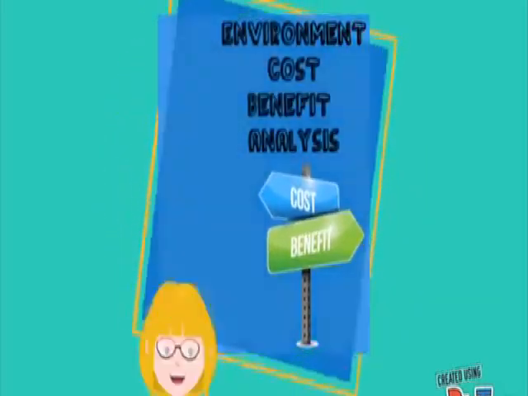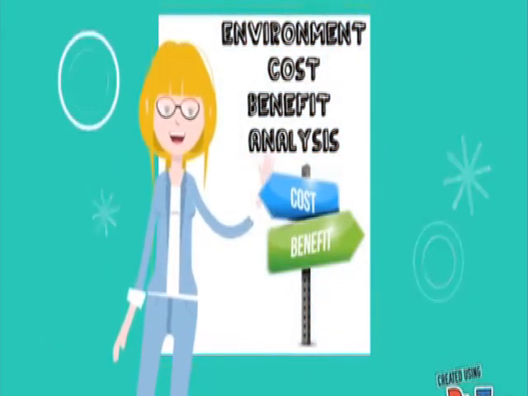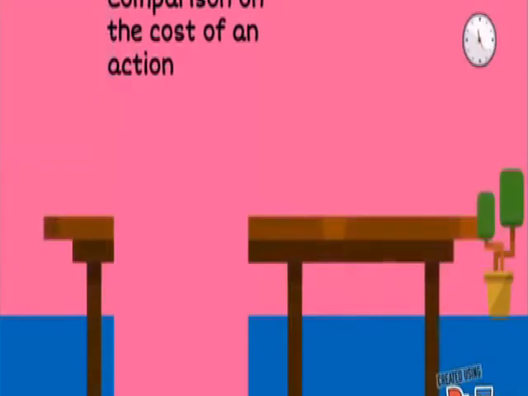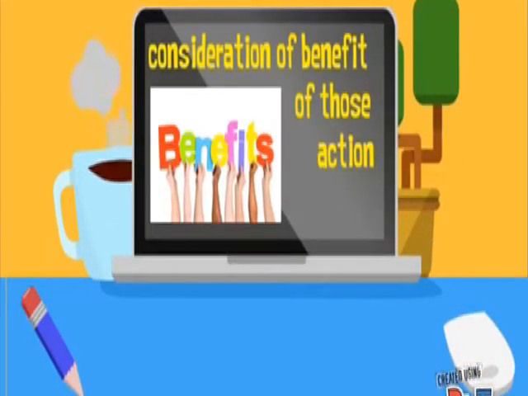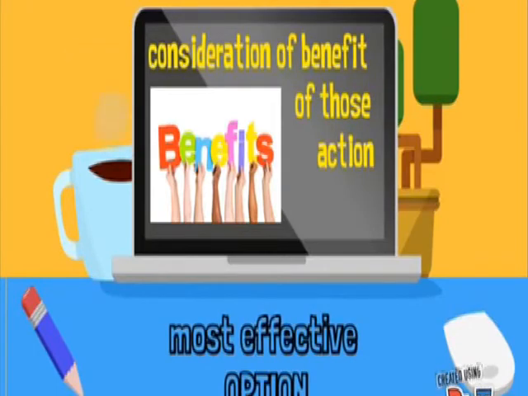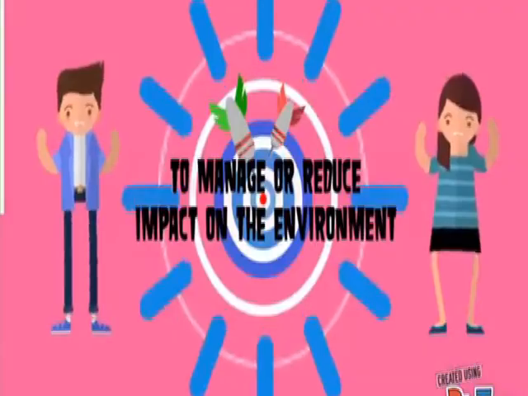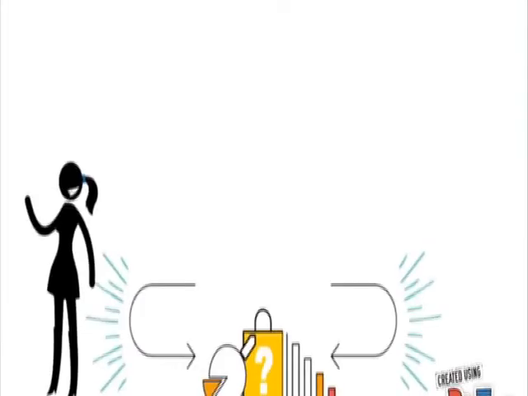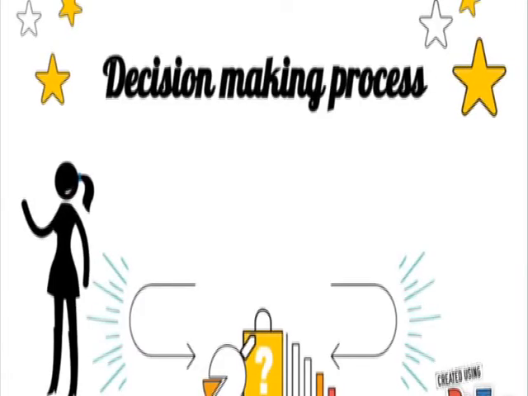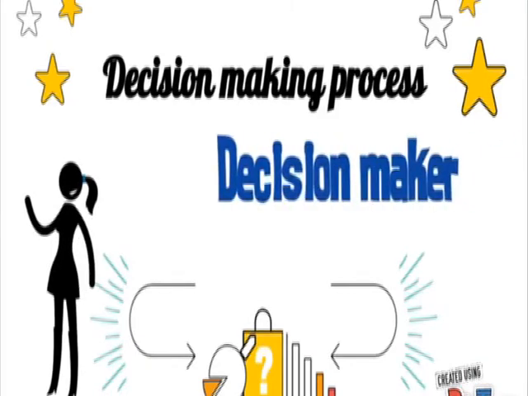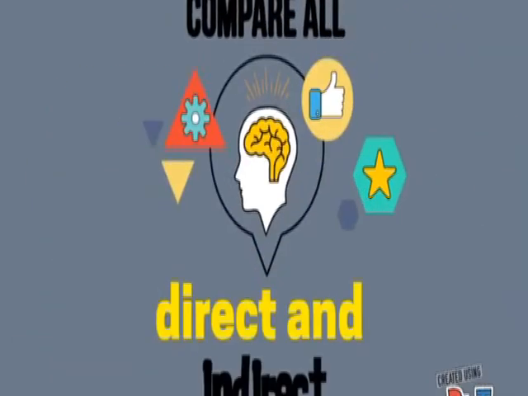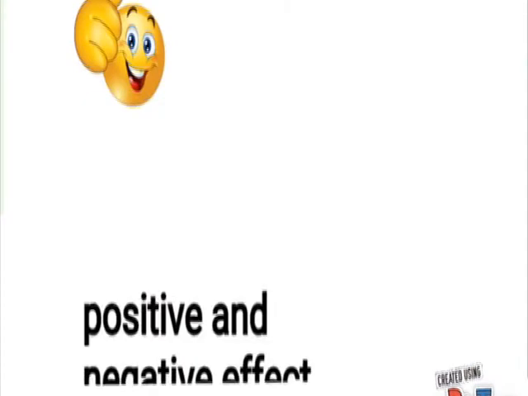On the other hand, environmental cost-benefit analysis is a comparison of the cost of an action with the benefit of those actions so that the company will have the most effective option to manage or reduce impact on the environment. In other words, it is a decision-making process that makes the decision maker compare all direct and indirect positive and negative effects of the proposed decision.